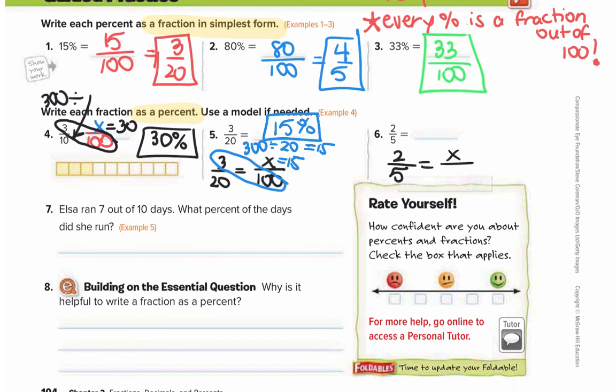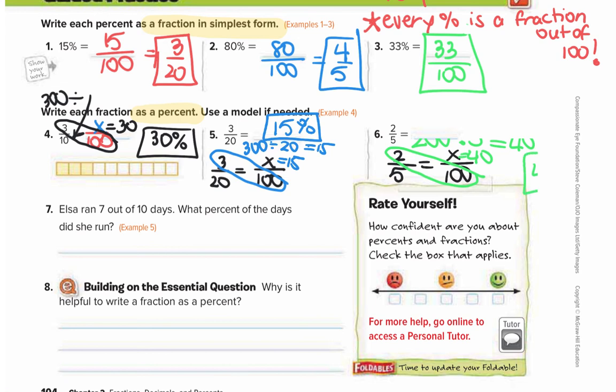Number 6, we have 2 over 5. We want to find what is that out of 100. So again, cross multiply, and you would get 200. Then divide that by the leftover number, which in this case is 5. And 200 divided by 5 gives us 40. So we have 40 over 100, which is equal to 40%.